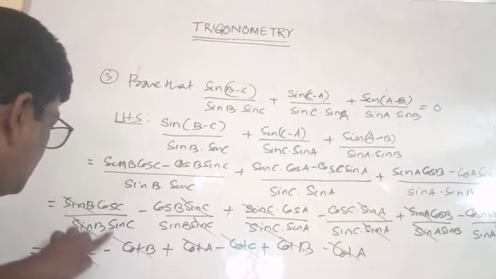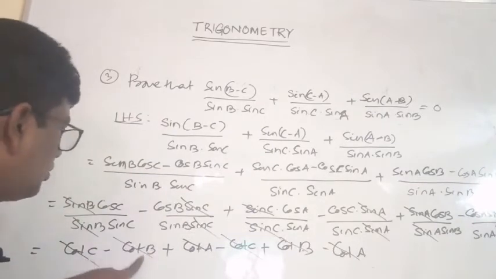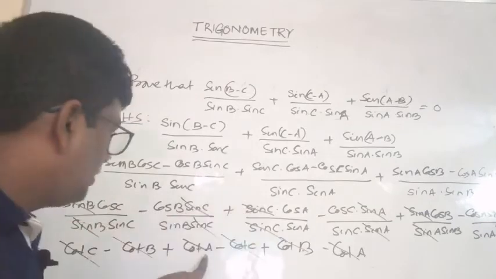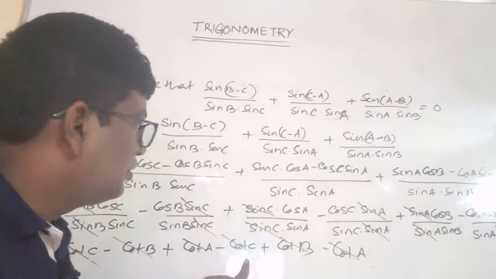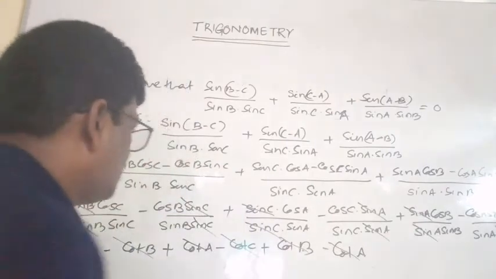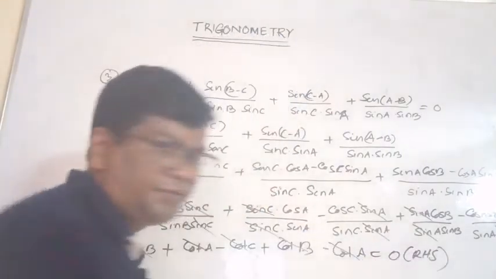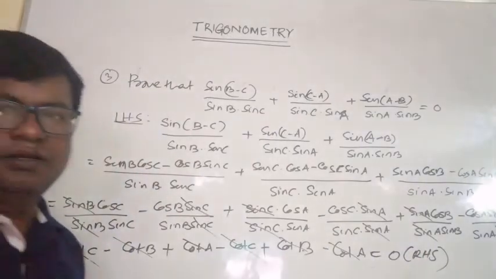Cos by sin, cos C by sin C, cot C. Here cot B, here plus cot A, here minus cot C, here plus cot B, here minus cot B. So the answer is 0. RHS. Okay.